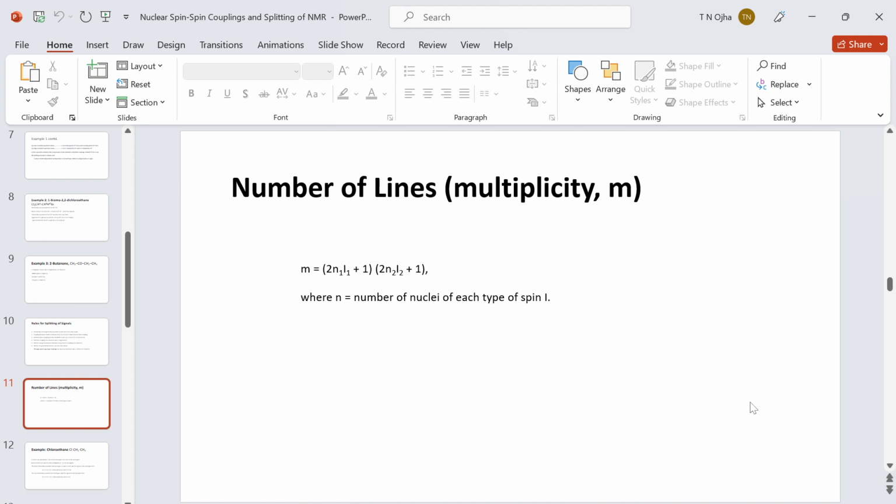Number of lines, that is multiplicity. It is given by the formula (2n1I1 + 1) multiplied by (2n2I2 + 1). Here I refers to the spin and n refers to the number of nuclei of each type. If only hydrogen nuclei are involved, then I is half. If nitrogen-14 is involved, I is 1, and so on. So n refers to the number of splitting nuclei with a particular spin I.